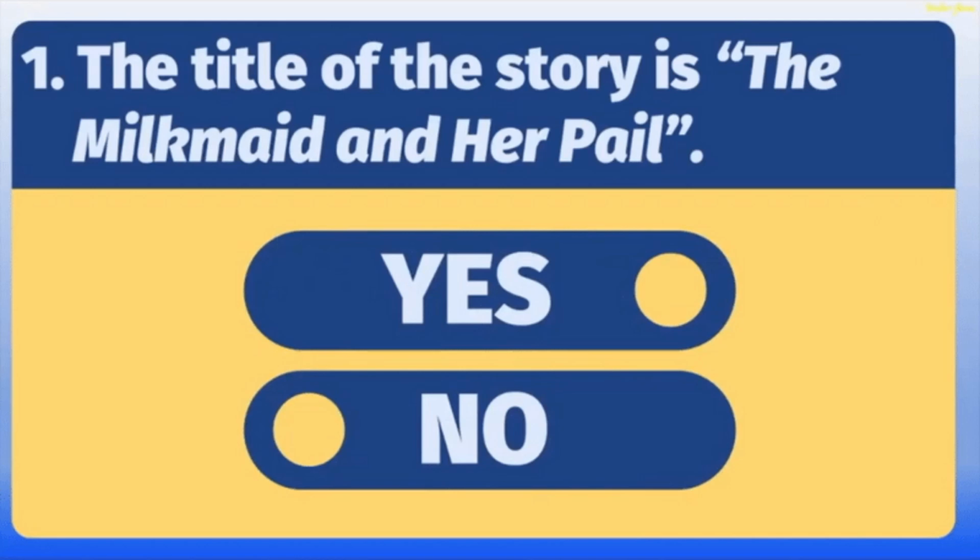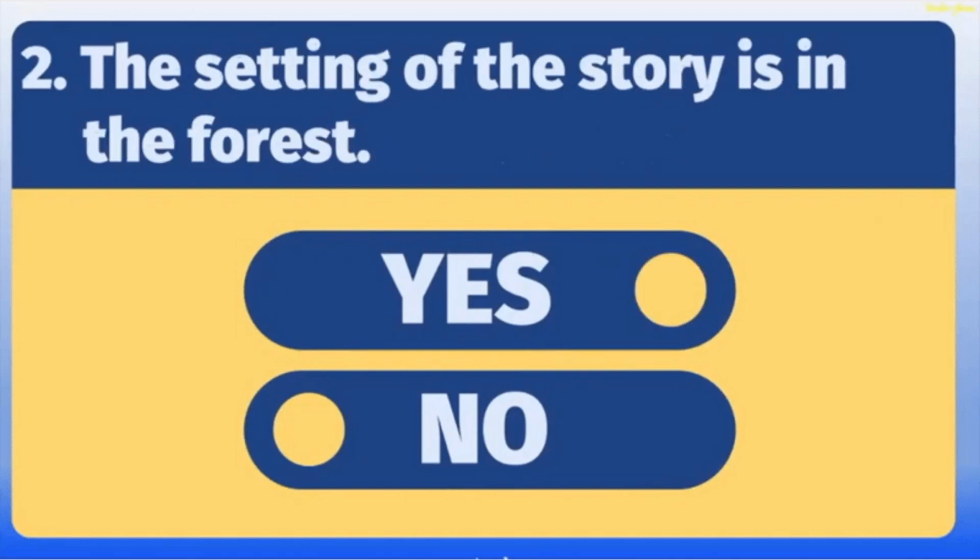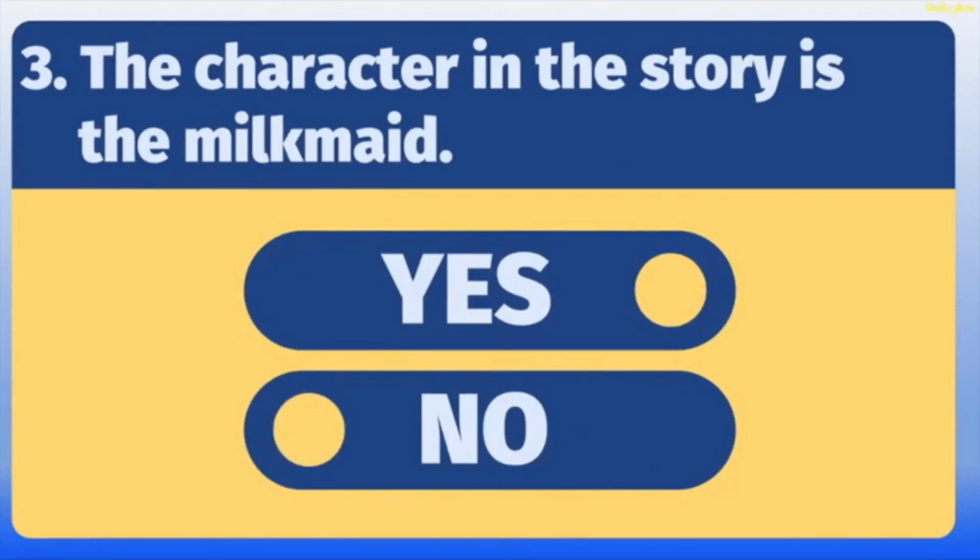Number 1. The title of the story is The Milkmaid and Her Pail. Is it yes or no? You are great. The answer is yes. Number 2. The setting of the story is in the forest. Yes or no? You are correct. The answer is no. Number 3. The character in the story is the milkmaid. Is it yes or no? Fantastic. The answer is yes.